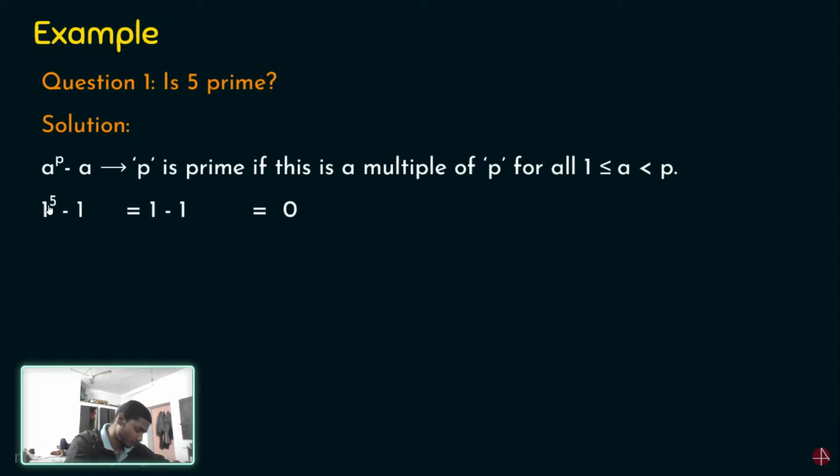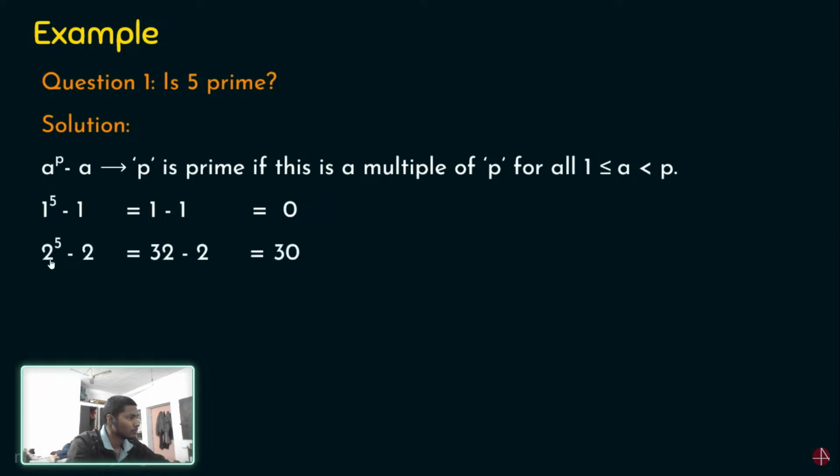For a equal to 1, 1 power 5 minus 1 is equal to 1 minus 1, we get 0. Is 0 a multiple of 5? Yes, 0 is a multiple of 5. You can also write it as 5 into 0, right? So obviously 0 is a multiple of any number, so 0 is a multiple of 5 as well. So for a equal to 1, a power p minus a gives a result which is a multiple of 5. Let's try for a equal to 2.